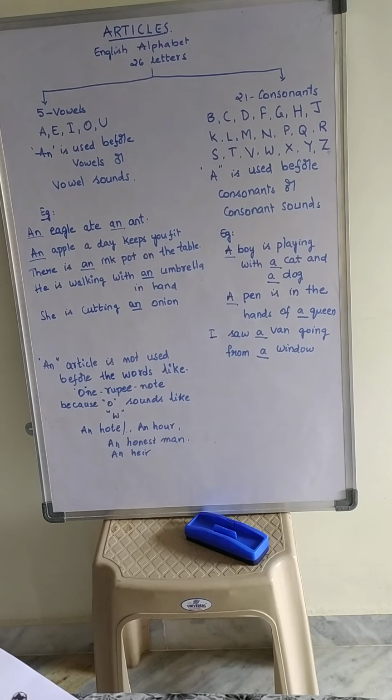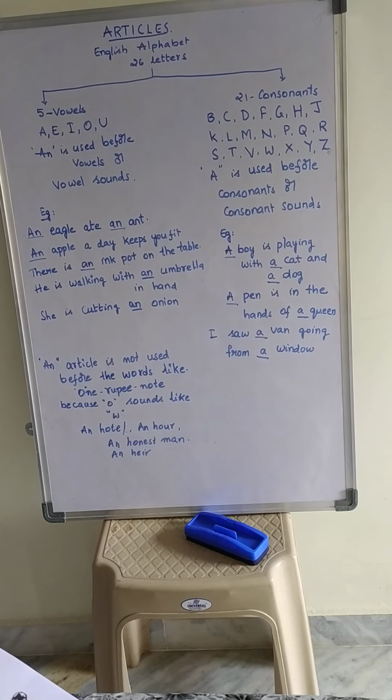A boy is playing with a cat and a dog. A pen is in the hands of a queen. I saw a van going from a window. So these are some examples for the article a and the article an.